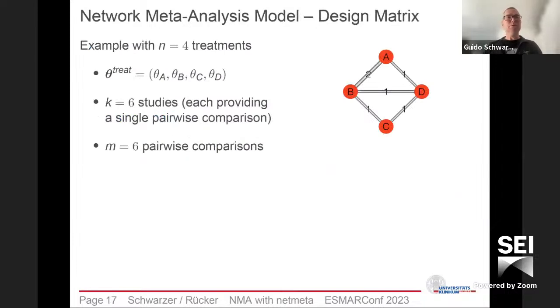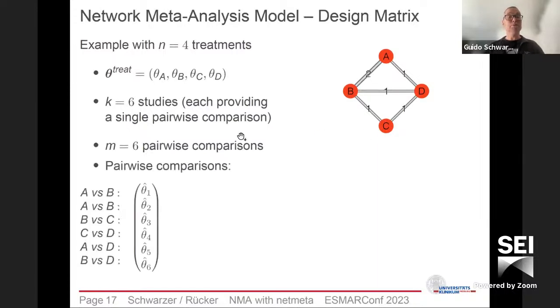In order to introduce the network meta-analysis model, I would like to start with a small example with n equals 4 treatments, labeled A, B, C, D, and 6 studies, each providing a single pairwise comparison. So in total we have M equals 6 pairwise comparisons. In the network graph for these 6 studies, you see that there are 2 studies comparing A with B. The other comparisons are always just one study, and there's no study comparing A with C directly. We could write down this list of pairwise comparisons. To compare A with B, those are the first 2 in this overview, and so on in this listing. And we estimate their treatment effects.